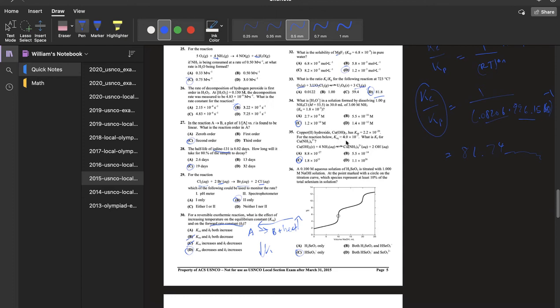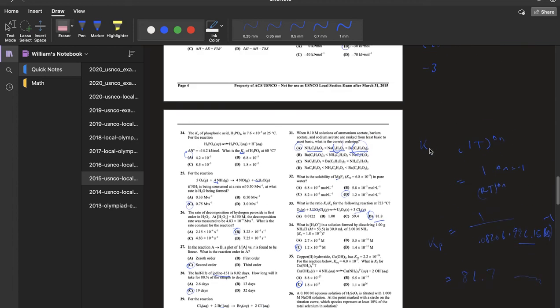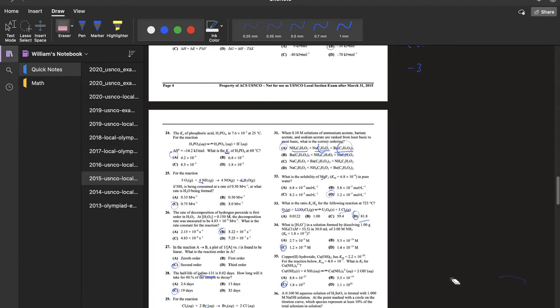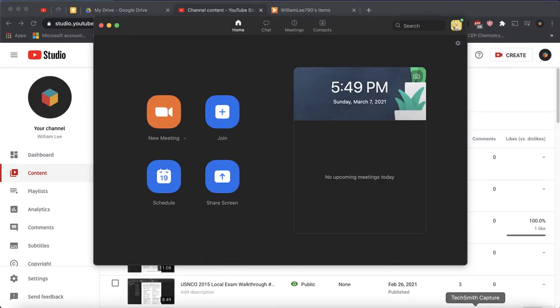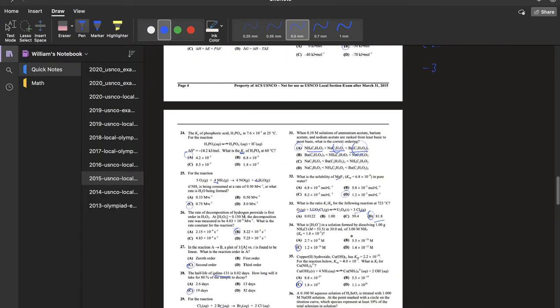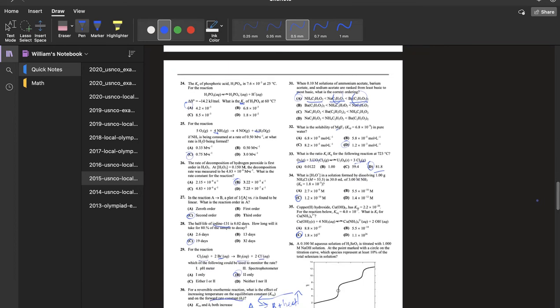For 34, hydronium ion concentration in a solution formed by dissolving. Okay, so this is Henderson-Hasselbalch equation. It's a buffer solution. So basically, you're already given that the ammonia solution is 3 molar, and what you're assuming is that adding some solid, what you're assuming is that the ammonia solution doesn't gain too much volume from you adding 1 gram of that ammonium chloride.